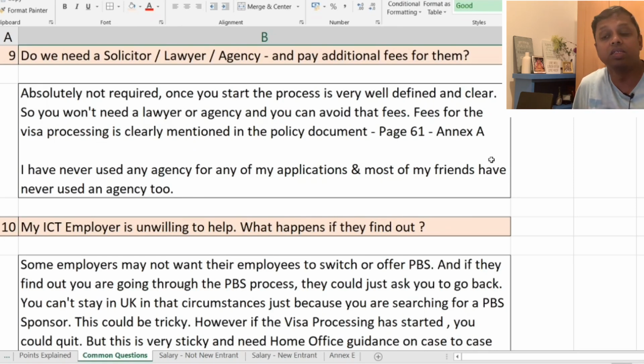So unless you're not very familiar with the application forms and this process, and you have money to spare, money to burn, you can actually go ahead and use an agency. You're free to use it if you want to.